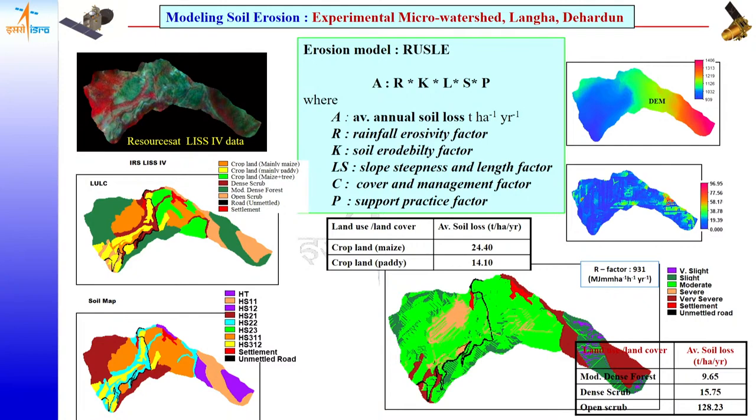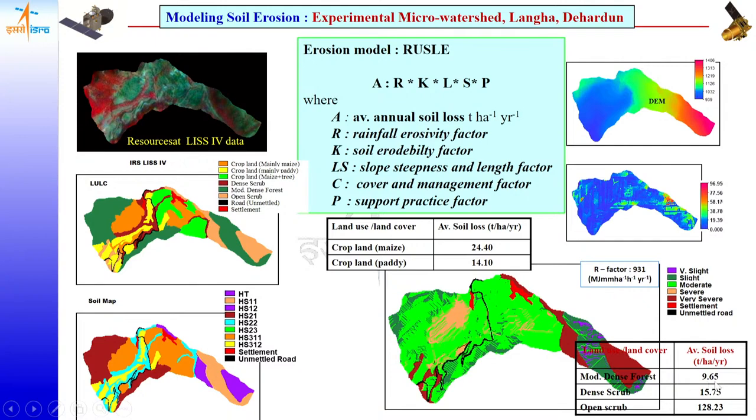When you are doing visual interpretation, you identify only slight erosion, moderate erosion. But here you see the cropland with maize crop is giving soil loss of 24 tons per hectare per year, and cropland with paddy is giving 14 tons per hectare per year. Even the dense forest is giving 15, and moderately dense forest, open dense scrub and open scrub are giving about 15 tons, and moderately dense forest is giving 9.65.